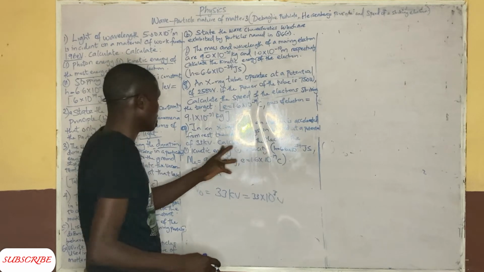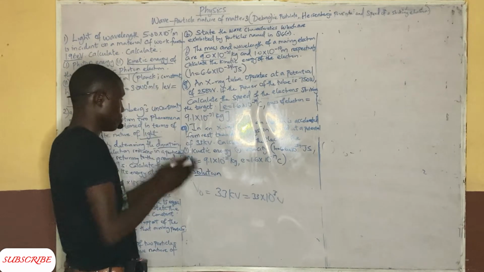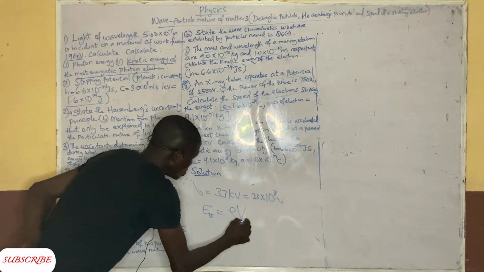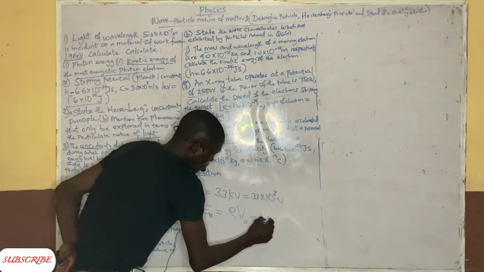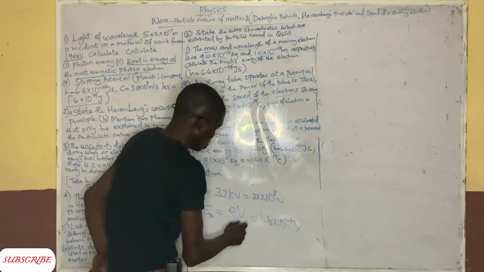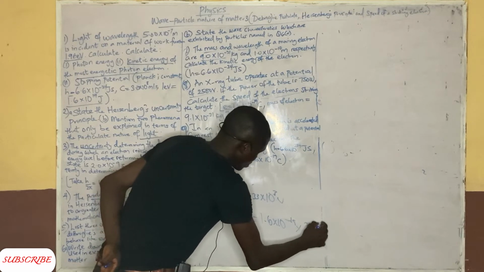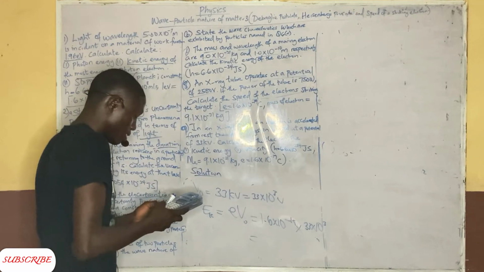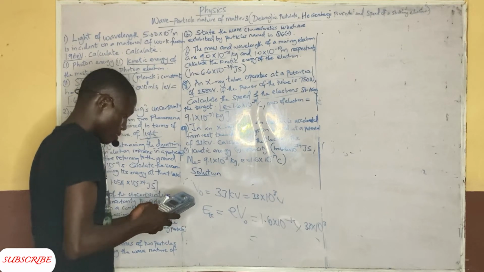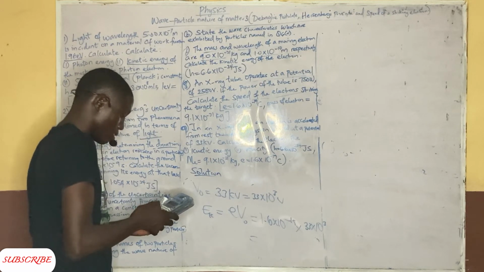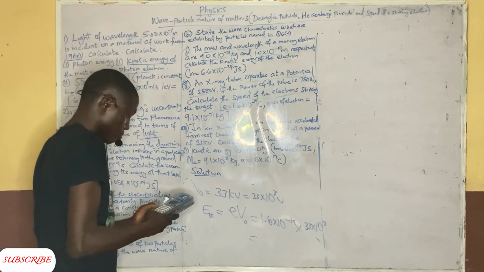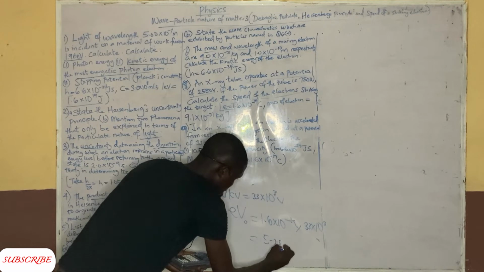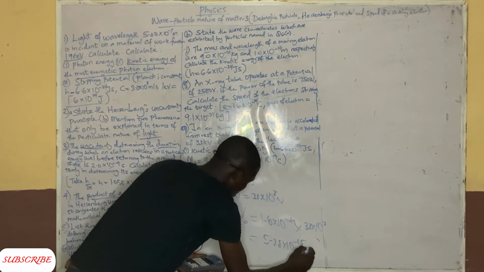Calculate for the electron the kinetic energy. The kinetic energy is given by Ek equal to eV₀. The electron charge is 1.6 times 10 to the minus 19 multiplied by the stopping potential, 33 times 10 to the power 3. So let's multiply: 1.6 times 10 to the power minus 19 multiplied by 33 times 10 to the power 3. We have the kinetic energy as 5.28 times 10 to the power minus 15 joule.